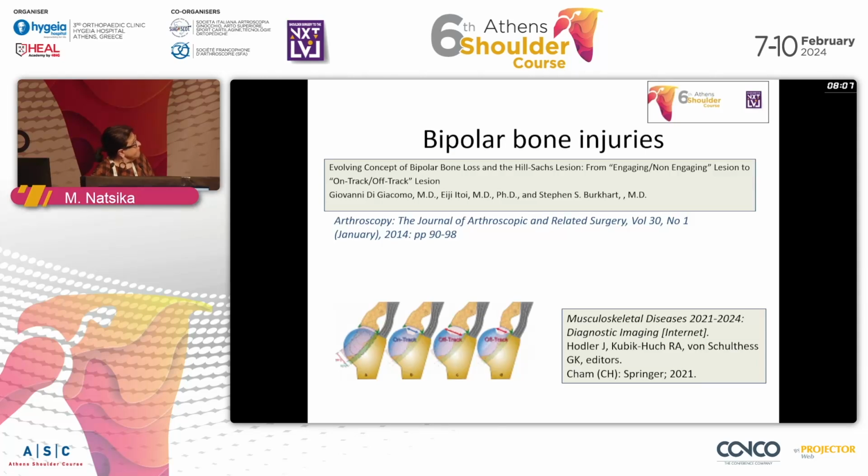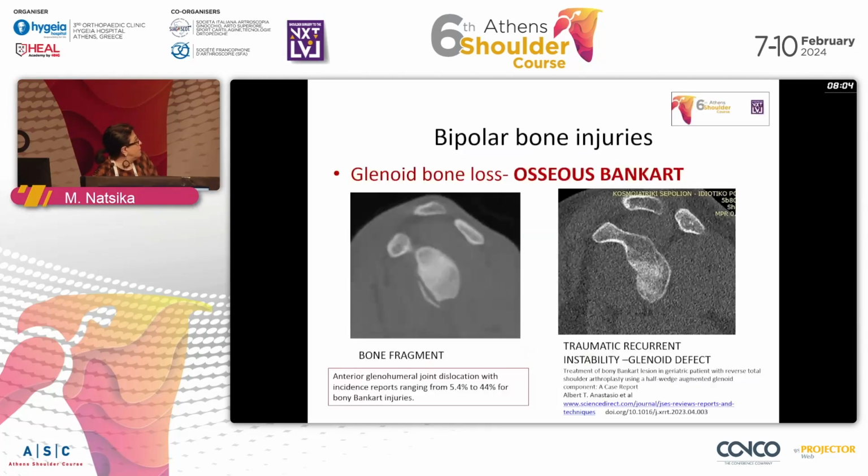Here, you have discussed, as I saw, the bipolar bony injuries. And I have mostly performed CT scans to measure these bone losses, which can be a bone fragment in a recent accident, or a recurrent instability that has a glenoid defect. As I told you, sometimes we also measure the normal glenoid, the contralateral arm.